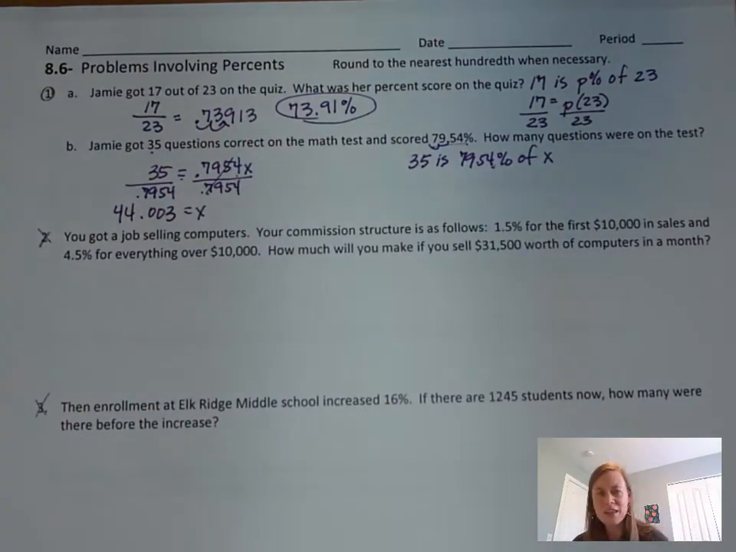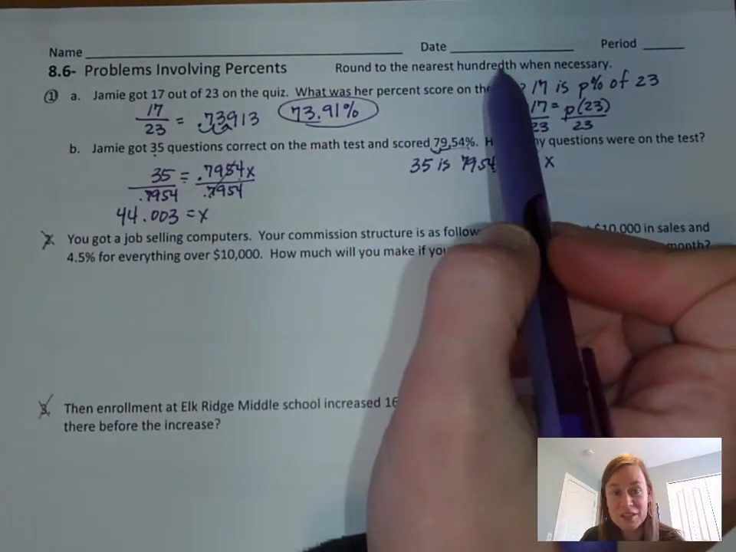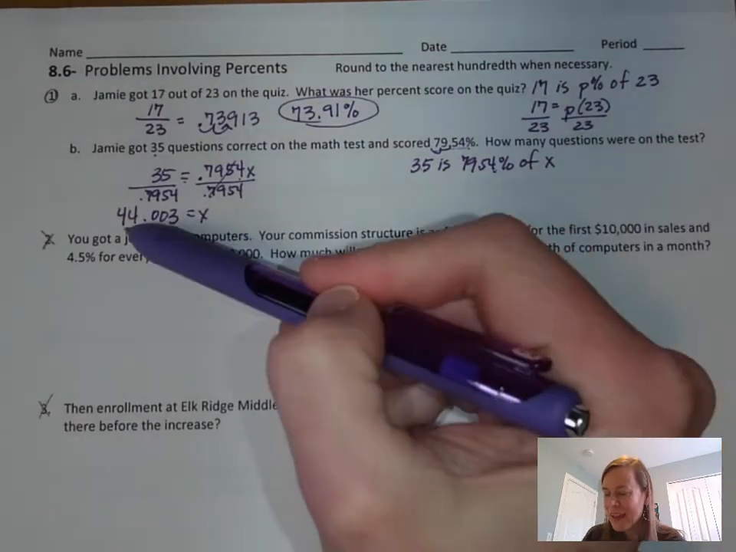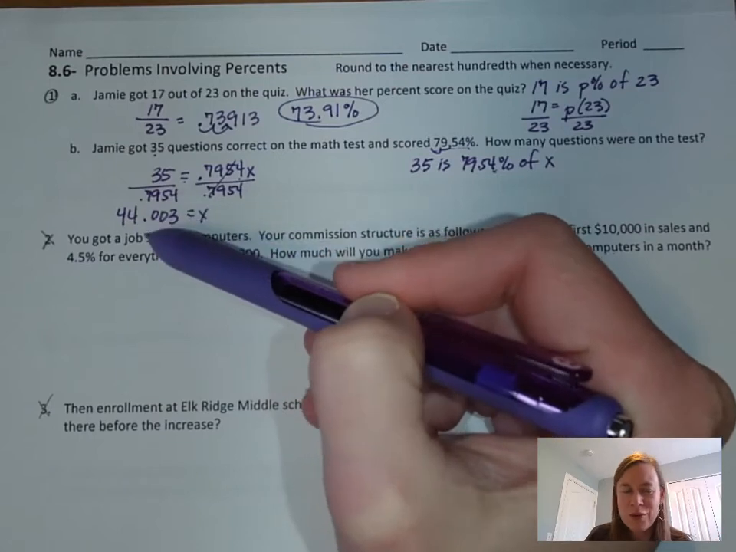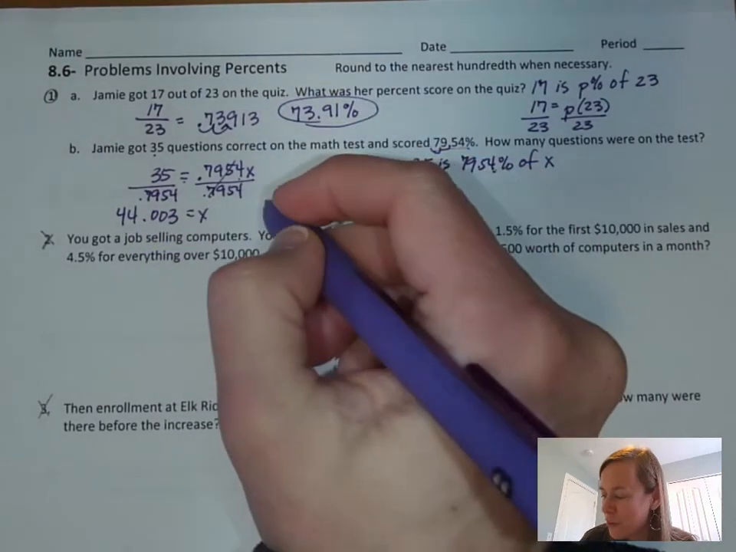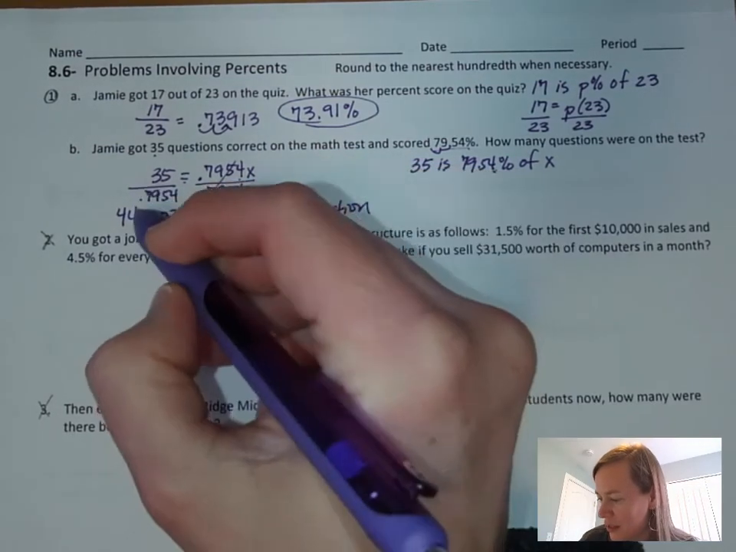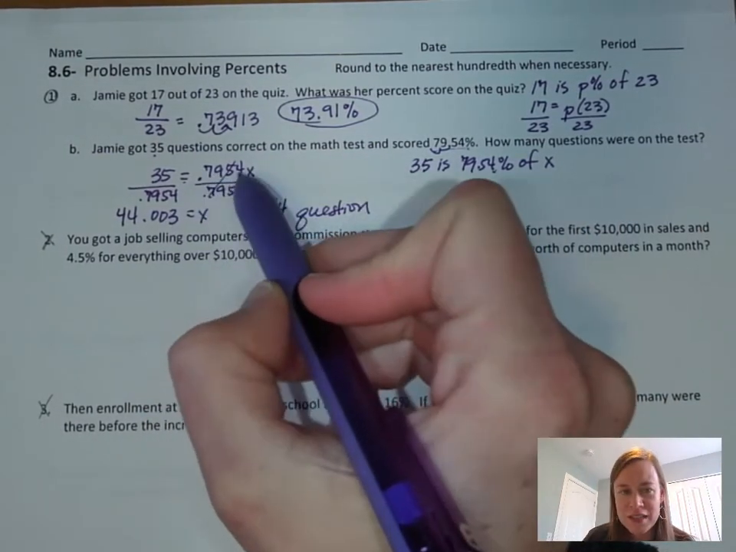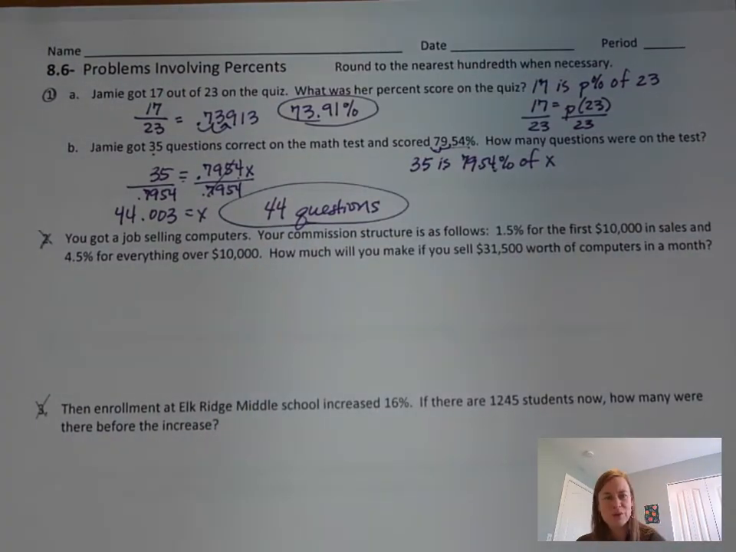X equals 44.003. Now usually I'm telling you to make sure you keep a couple decimal points. In fact, it even says round to the nearest hundredth. But in this case, it says how many questions were on the test. It seems pretty clear that there were 44 questions on the test. There weren't 45, there weren't 43, and there certainly weren't 44.003. There would have been 44 questions. So that is just like a margin of error that happened because this percentage was rounded, and we're just correcting for that. So there we go, 44 questions.